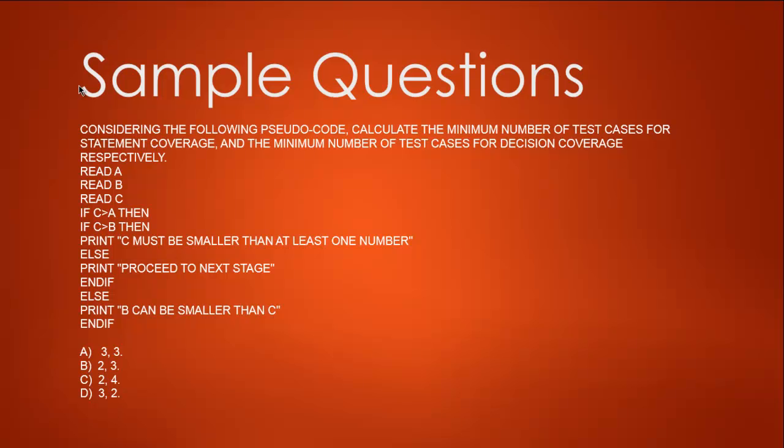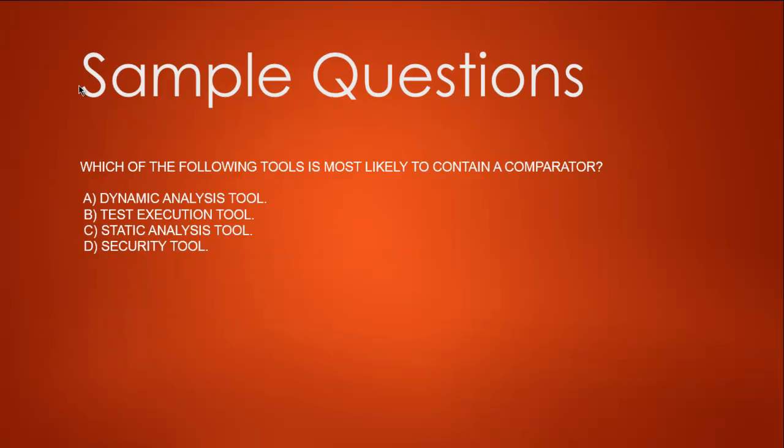So let's take next question. This says, which of the following tool is most likely to contain comparator? So option is dynamic analysis tool, test execution, static analysis, and security. So as you know, in static analysis we can't use comparators. So option C is wrong. Then we don't do comparator for security tools. So D is also wrong.